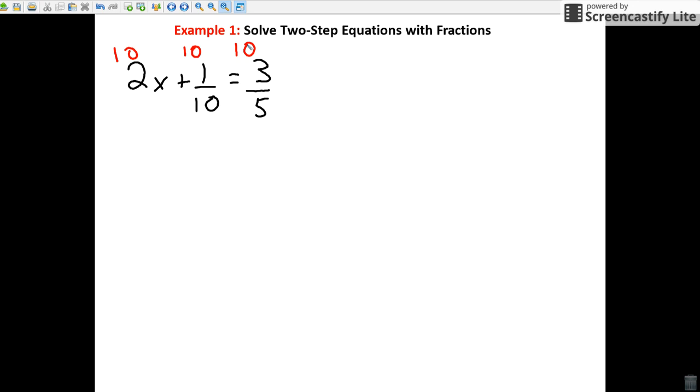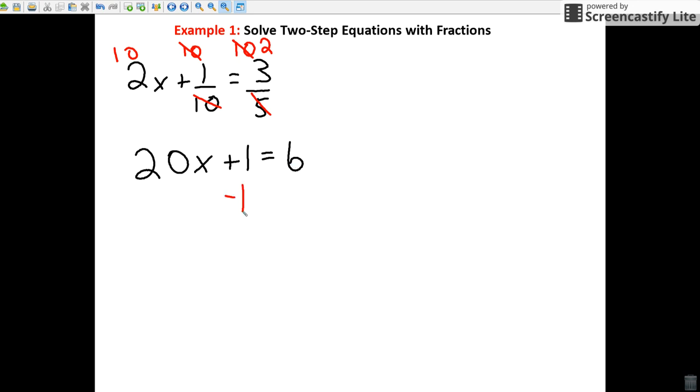A common mistake at this step is to forget to multiply the 2x by 10 because it is not a fraction. But if you are going to multiply, you have to do it to every single term. So we're left with 20x plus 1 equals 3 times 2, which is 6. Now we're back to a more standard form of a question.